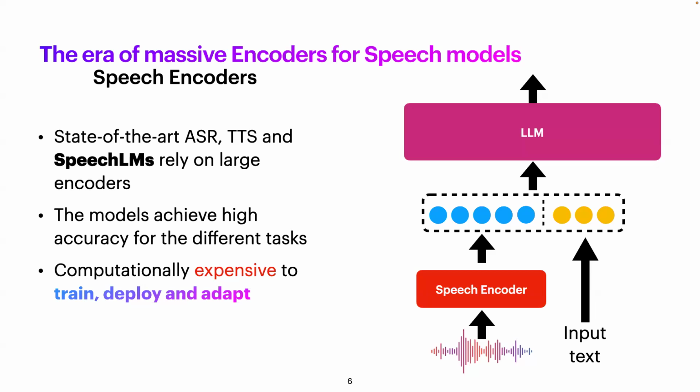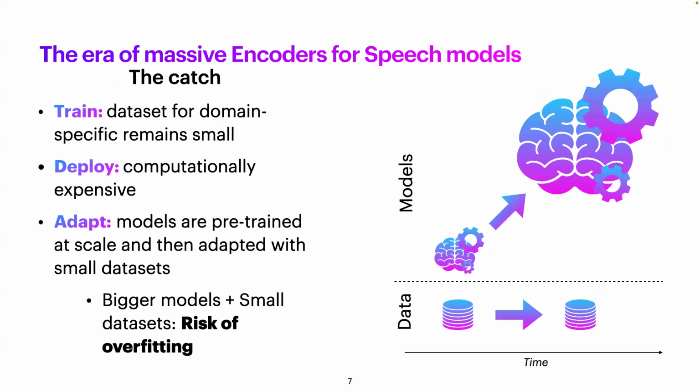As speech task encoders are getting bigger and bigger, they get really good. Now we have really good speech recognition systems, really good TTS systems, and the speech LM, even though it's early on, is really good as well. But there is a catch. Obviously, it's not as easy. There is no free lunch, right? It's computationally expensive because it's getting bigger. So we have these three parameters: train, deploy, and adapt. Let's get a bit more into it.